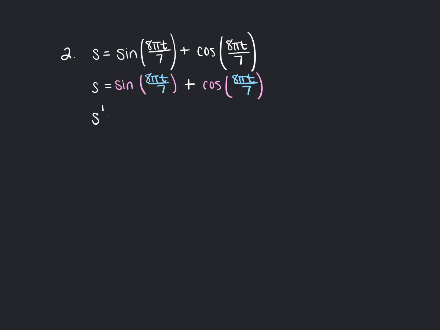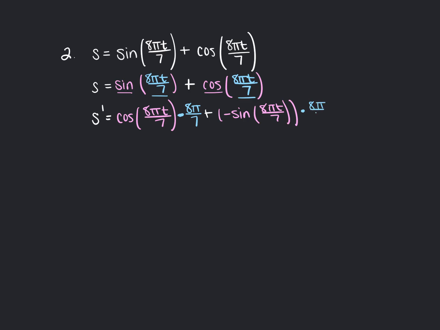So S prime is, well, the derivative of sine is cosine. Keep the argument the same. Okay? The derivative of 8 pi t over 7, that's like t having a coefficient of 8 pi over 7, so that derivative is just 8 pi over 7. Plus, the derivative of cosine is negative sine of something, of what? That original argument. Okay? And then we're going to multiply that by the derivative of the inside. So the derivative of 8 pi t over 7 is just 8 pi over 7.